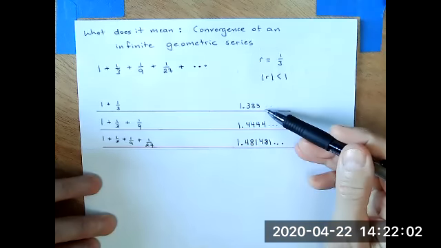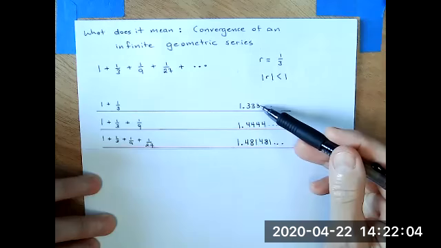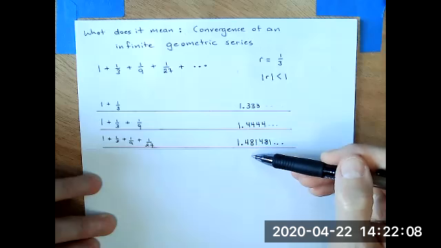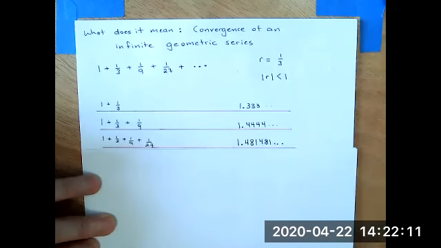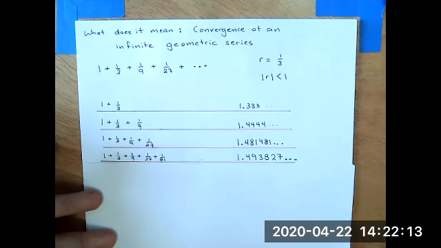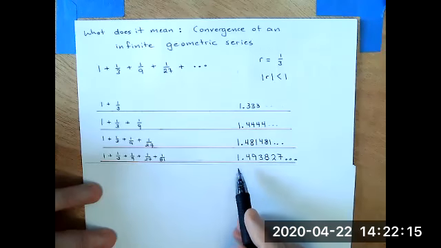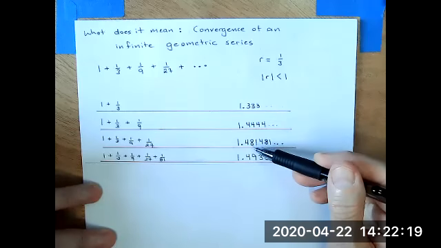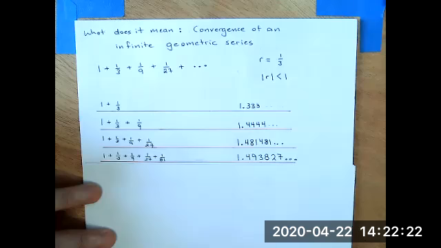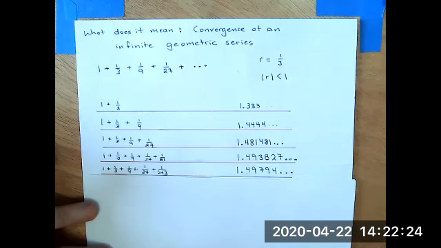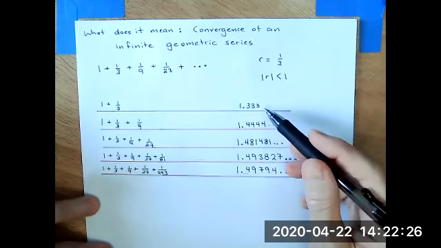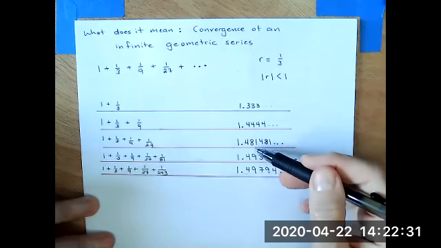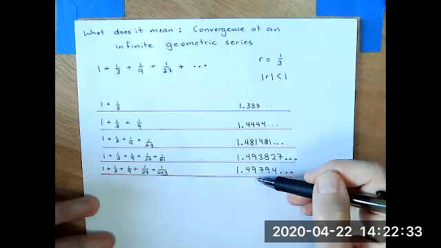And we're beginning to see a trend that it is getting closer and closer to a particular number. Let's add another term, and you're beginning to see that it's getting closer and closer to 1.5. And that's what it means if it converges. It gets closer and closer to a particular number.